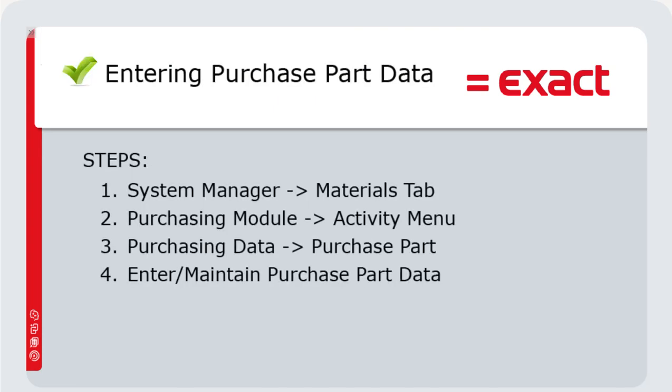Here are the steps we'll follow. From the System Manager, we'll choose the Materials tab and the Purchasing module. We will go to the Activity menu, choose Purchasing Data, Purchasing Part, and then enter and maintain the purchase part data.